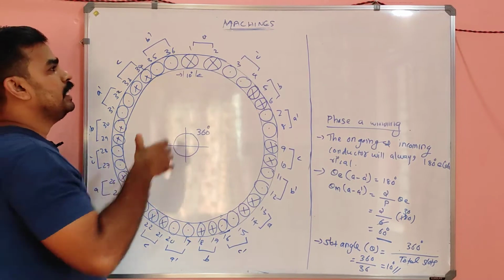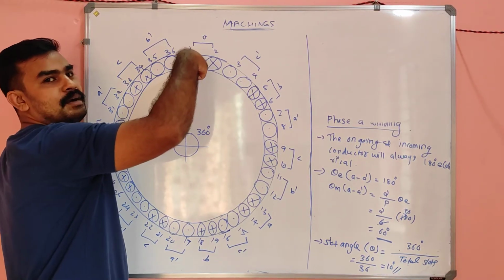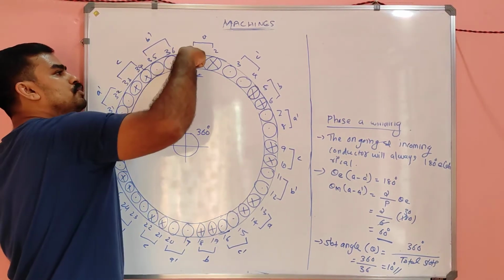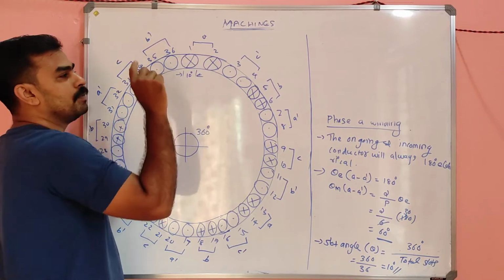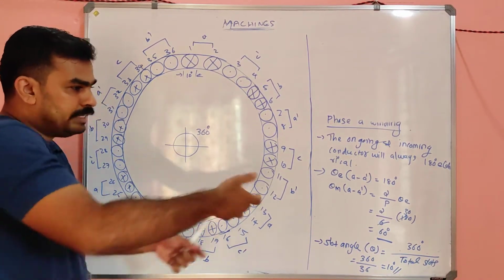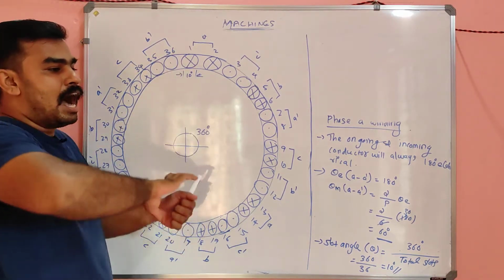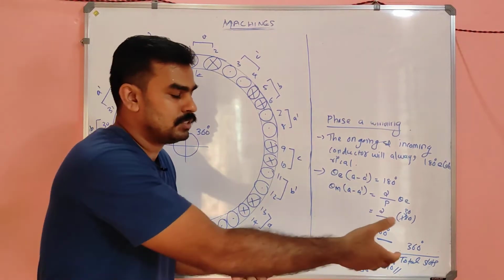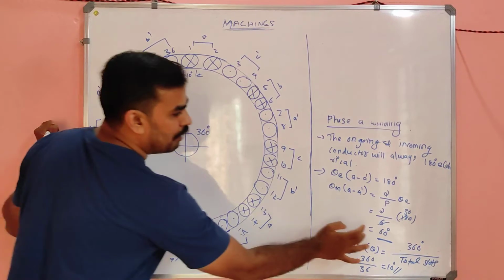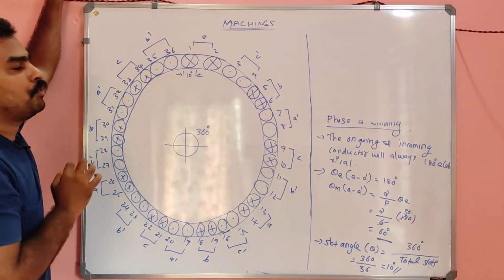That means in coil 1, this cross means it is into the paper. So I take a conductor and wind it into the slot. Okay, this is slot 1. This is the incoming conductor. After how many slots should I take the return path, the outgoing conductor? That is after 60 degree.